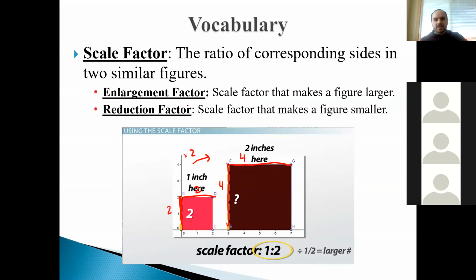An enlargement factor is specifically a scale factor that makes a figure larger, and a reduction factor is a scale factor that makes a figure smaller. That should be pretty obvious, right? Reduction means get smaller, enlargement means get bigger. So pretty simple there.